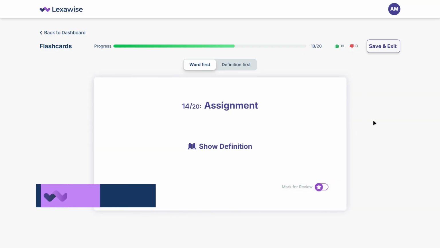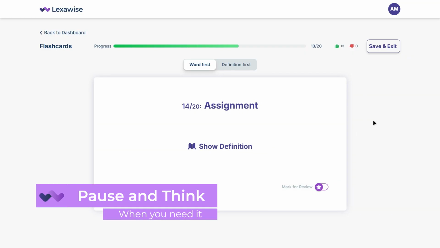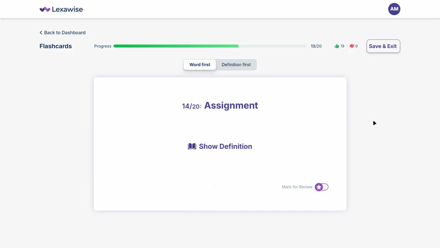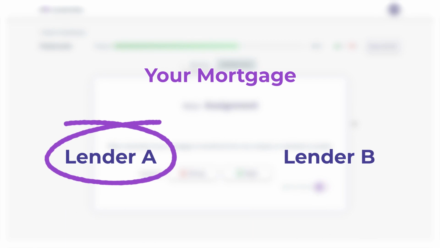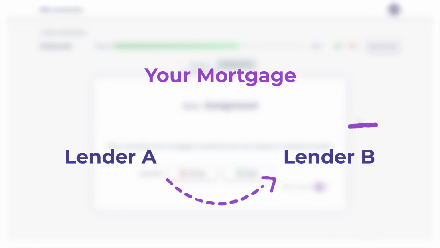Term 14, assignment. We just covered novation. How is assignment different? What's transferred and who might still be liable? Assignment. When ownership of your mortgage is transferred from one company or individual to another.